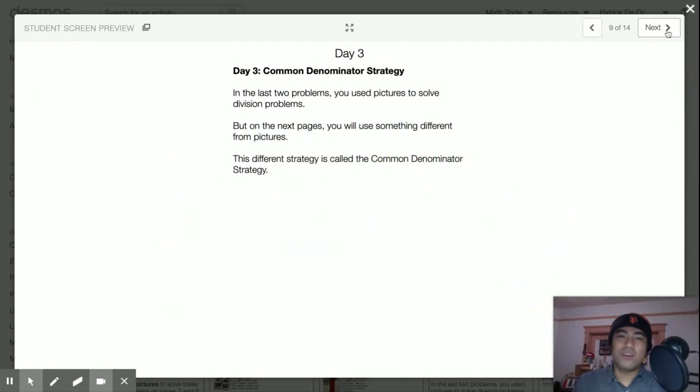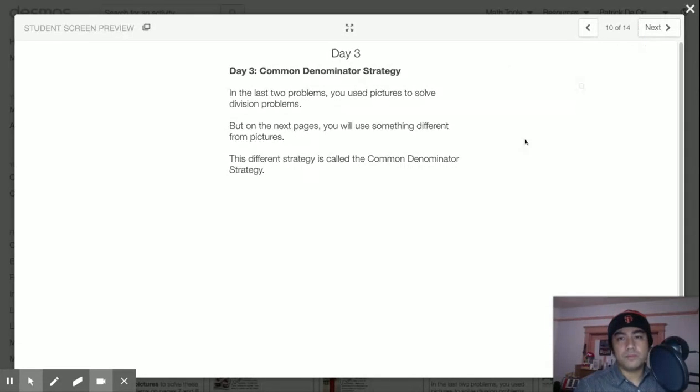All right, we're gonna go on to over here. Day 3, common denominator strategy. In the last 2 problems, you use pictures to solve division problems. But on the next pages, you will use something different from pictures. This different strategy is called the common denominator strategy. All right, so we're going to be doing similar problems, but now we're using a different strategy.